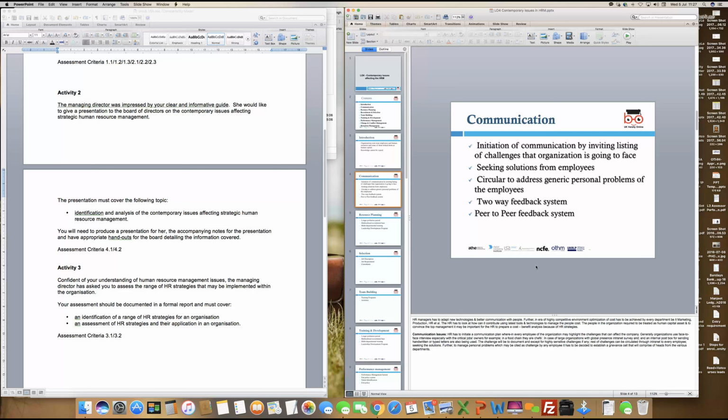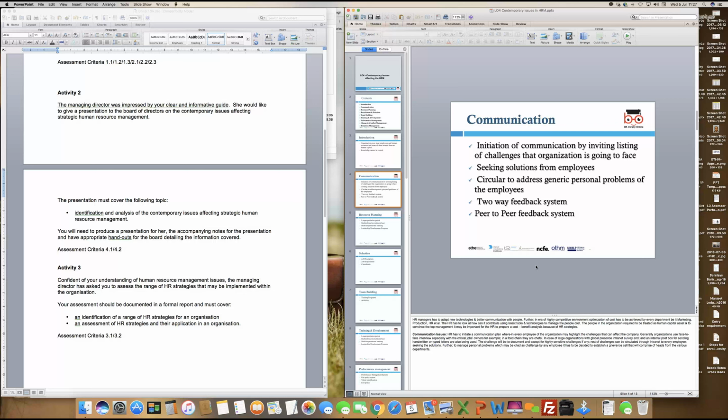So we identify this as an issue, and basically what it is defined as is initiation of communication by inviting listing of challenges in the organization which they're going to face. This is a route which HR managers take. So they ask the people, okay, please can you list down the top 3 problems that you face, or top 3 hurdles that you face which do not help you to do your job properly. What are the challenges that you are facing?